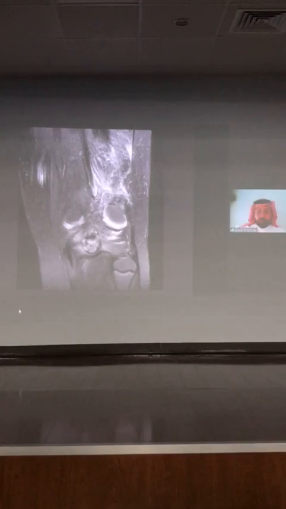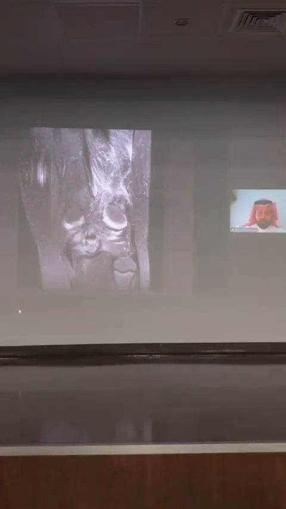This is a coronal MRI of the same patient. This is the lateral aspect of the knee. This is the medial aspect. This is the fibular head. And this is the posterior aspect of the tibial plateau. And this is the lateral femoral condyle posteriorly and the medial femoral condyle posteriorly. And you're going to see this hypointense line over here, which is actually the avulsed fragment of the posterior cruciate ligament.